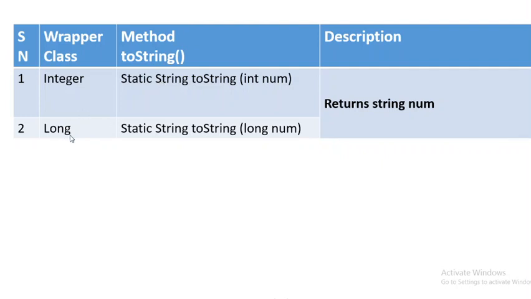If you are using this with Long.toString, in brackets you will put any long number. The same number you will get as a return, but that will be considered as a string because the data type has changed to string.